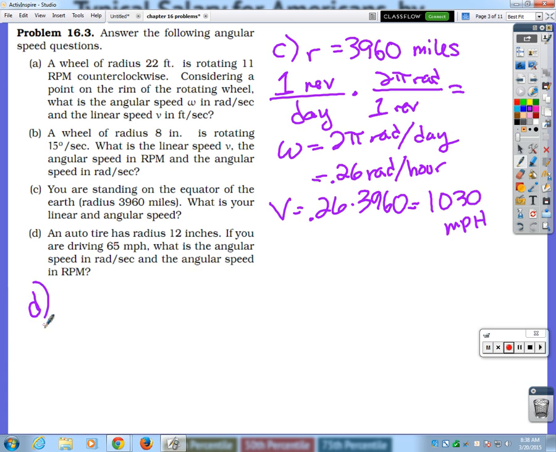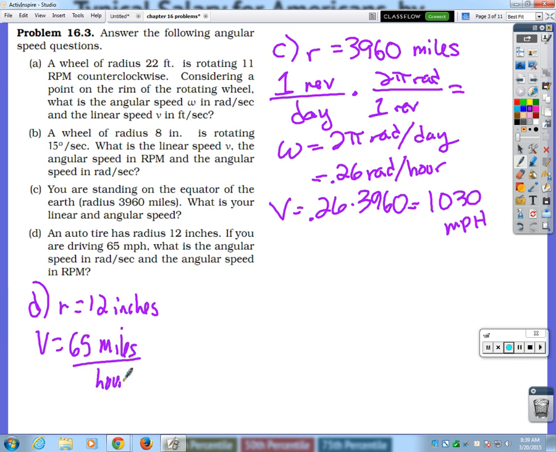Okay, D. An auto tire has a radius of 12 inches. If you are driving 65 miles per hour, what is the angular speed in radians per second? And the angular speed in revolutions per minute. So 65 miles per hour is your what? What is your linear velocity? 65 miles per hour. So you know that v equals 65 miles per hour.